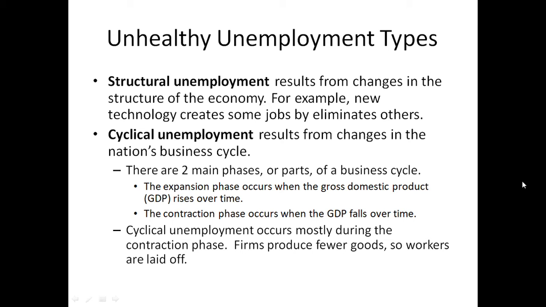Cyclical unemployment occurs mostly during the contraction phase. So if you remember what the contraction phase means, that's where the gross domestic product gets smaller. We have fewer products, we have fewer amounts of money going through the system, and that leads to more unemployment. So the firms that are producing goods have fewer goods, and so workers are laid off during this contraction phase, and that's why that becomes a problem there.